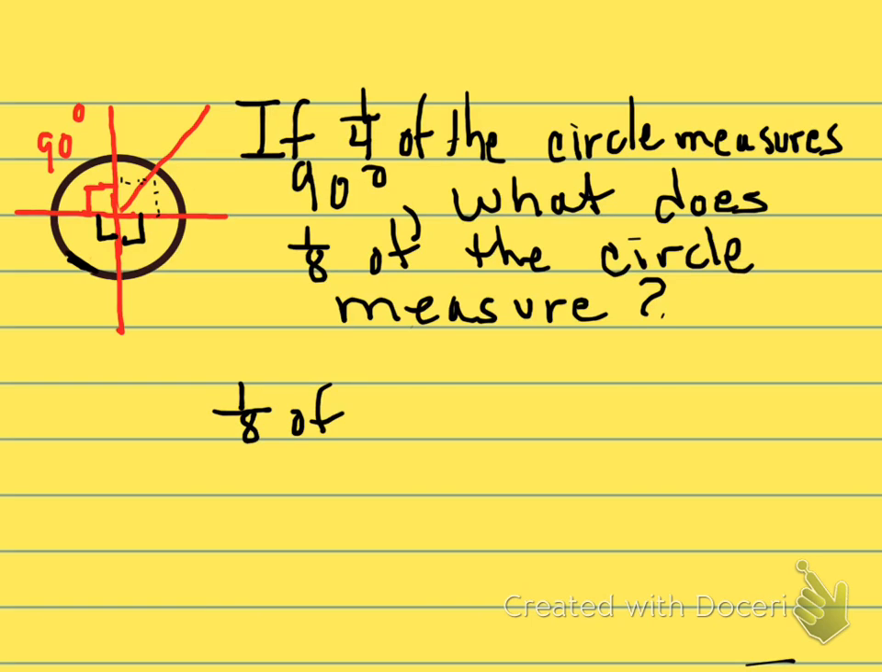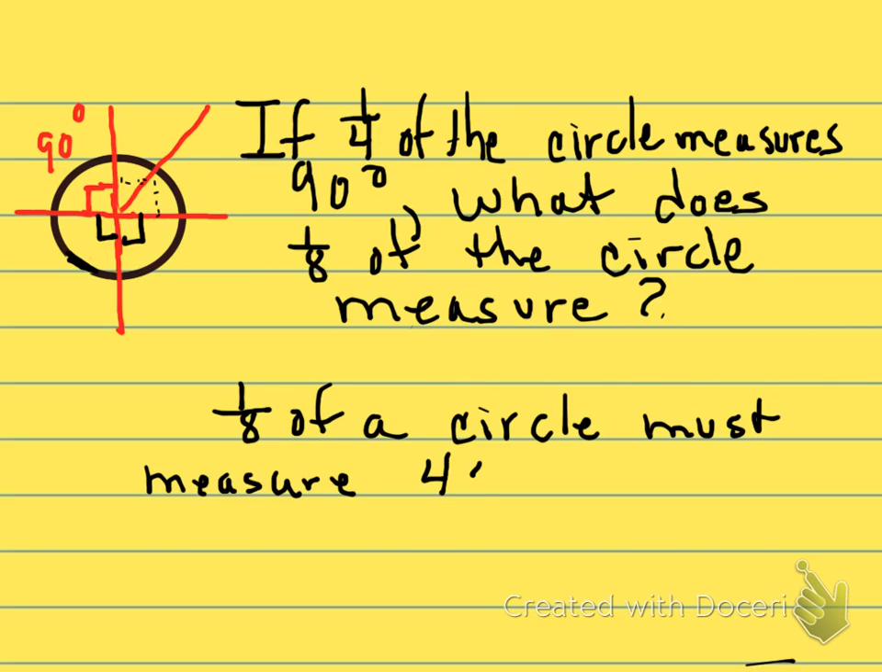Oh, good job. 1/8 of a circle must measure half of that 90 degrees, or 45 degrees. Good job. So we're taking a look at the fractional parts of our circle, and we're trying to figure out the measurement, and we're relating fractional parts to angles. Good job. Let's go on to our next question.